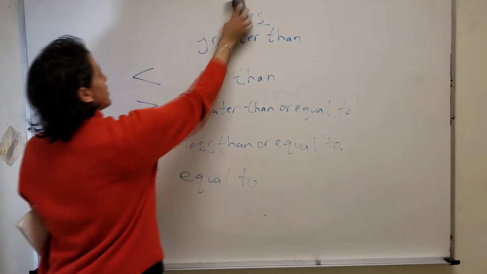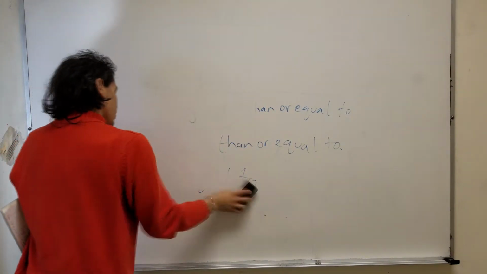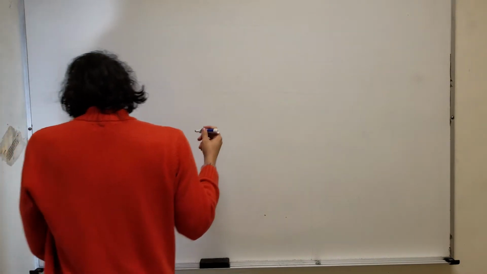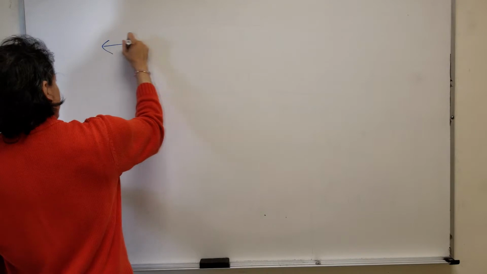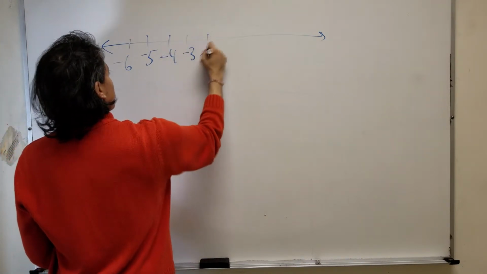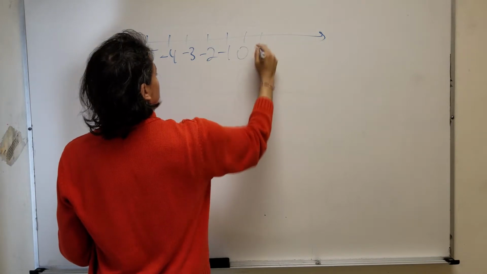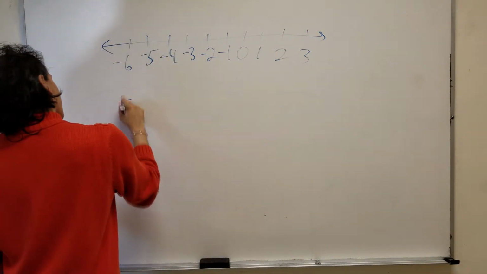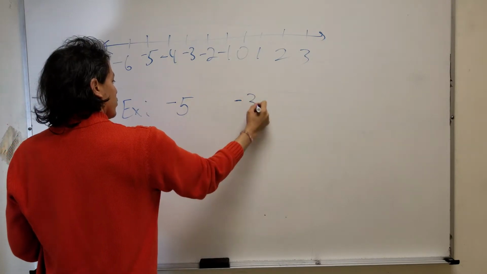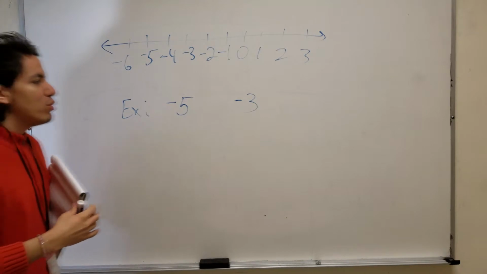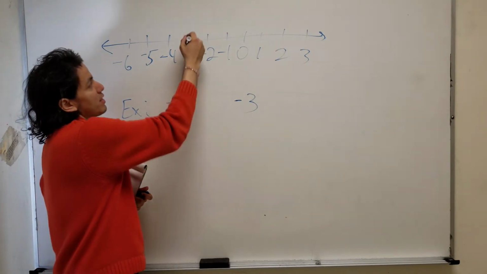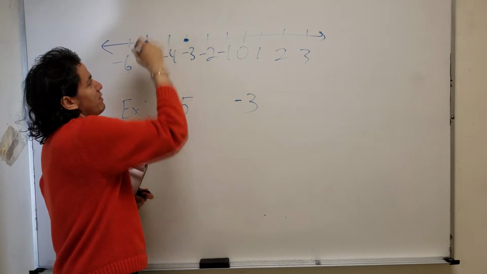So now let's use an example of this. Let's try to understand what it means for something to be unequal. So let's say I use this number line here, this finite number line. And the example is, let's say I gave you these 2 numbers, and the question is telling you which symbol out of those 4 that I showed you would fit here. Now let's mark these. -3 is there, and -5 is here.